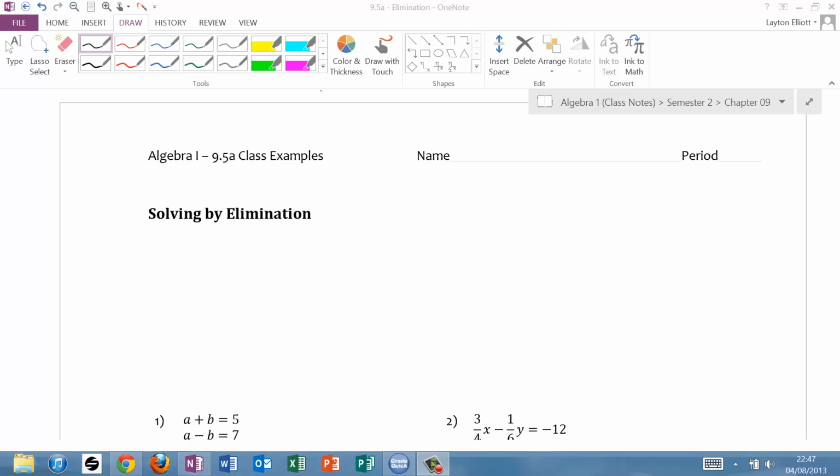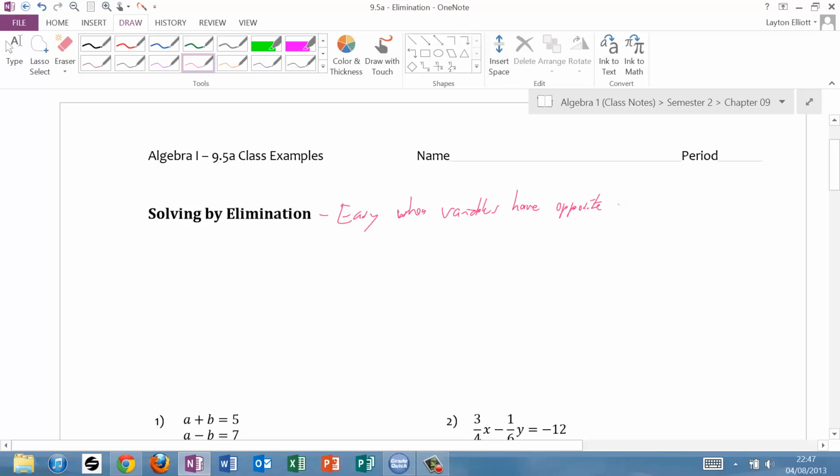So we're going to talk about elimination, another method to solve a system of equations. This method is easy when variables can have opposite coefficients. That's kind of the key here you need to be thinking about. When variables can have opposite coefficients. And we can force that to happen by a variety of means.